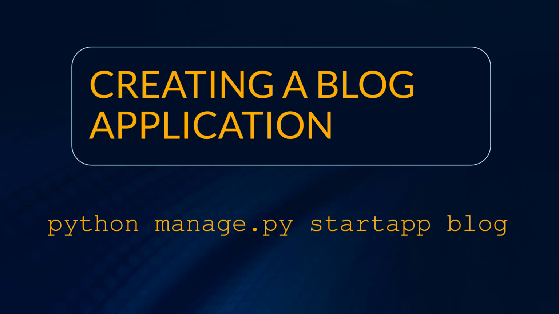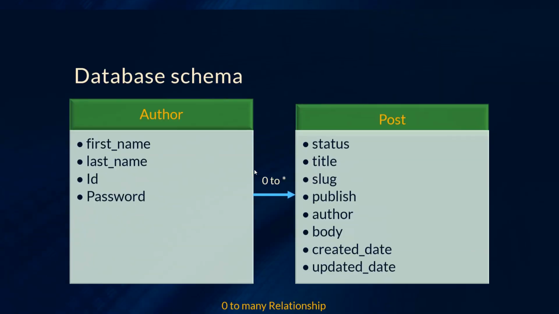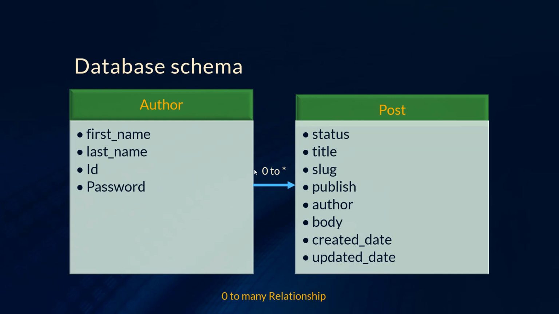So now it's time to define a database schema for the blog application. The database schema will look like this. We will have two tables. One will be the author and another one will be the post. The relationship between the author and the post is that an author can have zero or more posts. That means we have a one-to-many relationship, and these are the attributes or the columns that we will have in an author table. This table is already created by Django. We don't need to create this table, or we don't need to make a model for the author.